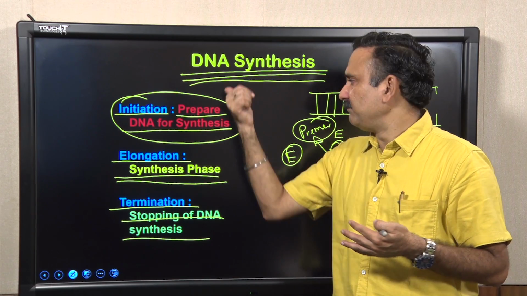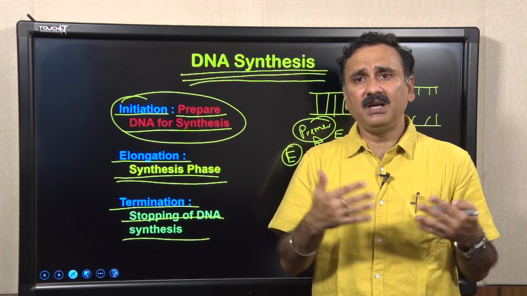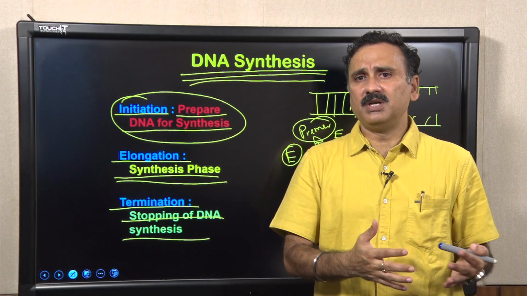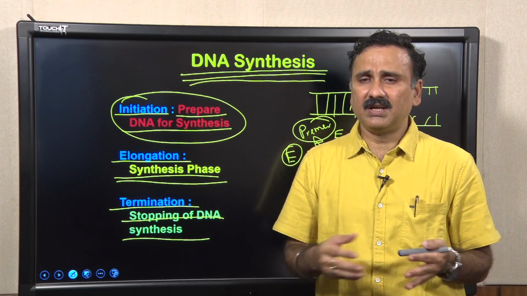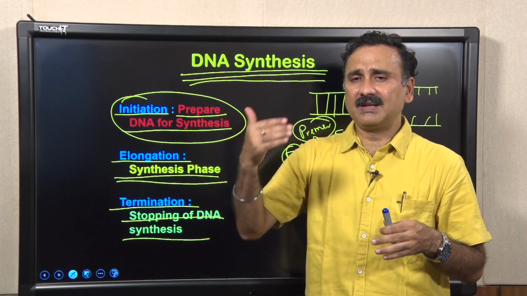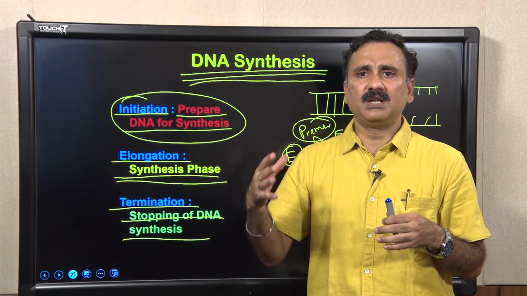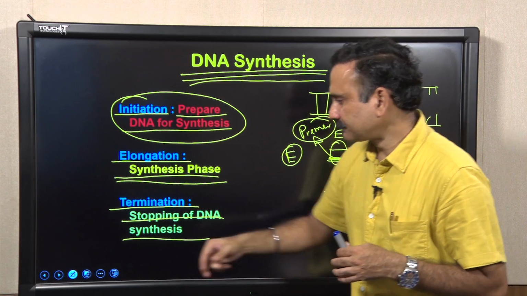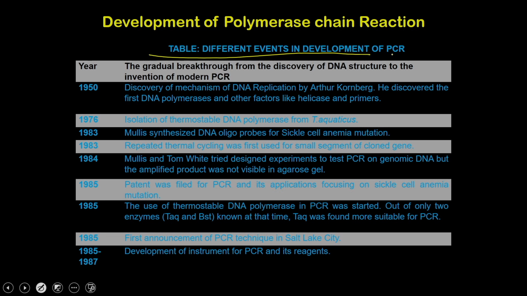Keeping these events in mind, and realizing that they can be done under in vitro conditions, people conceptualized the process of polymerase chain reaction, and that is how they started developing the technique. But there are multiple steps and multiple phases in which the polymerase chain reaction was developed. There are multiple events people have gone through to develop the PCR.